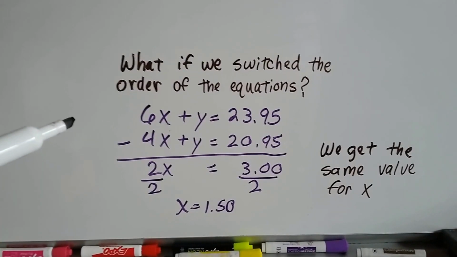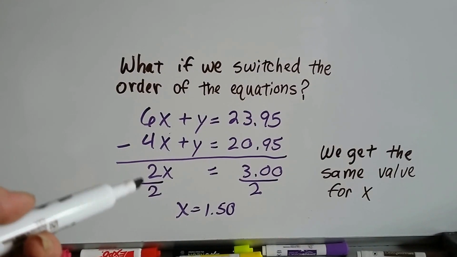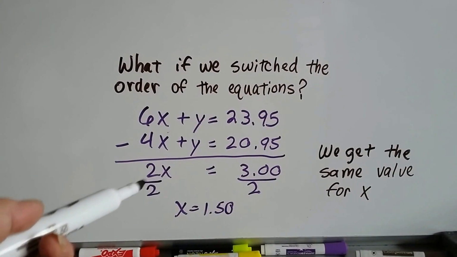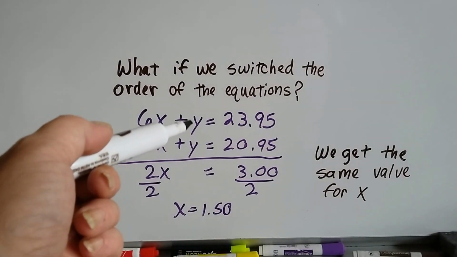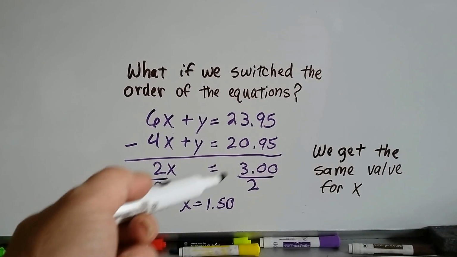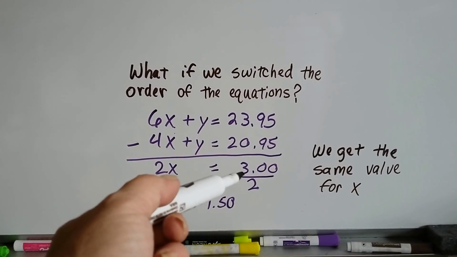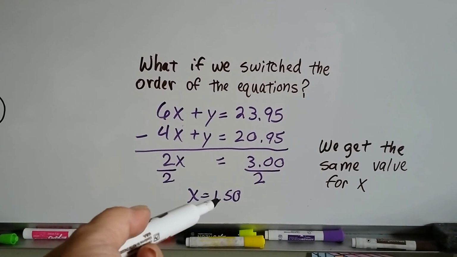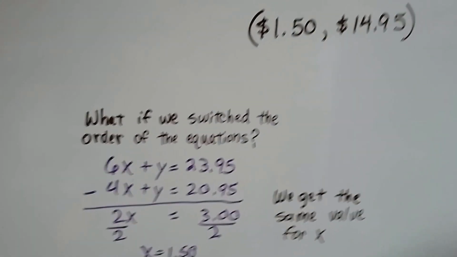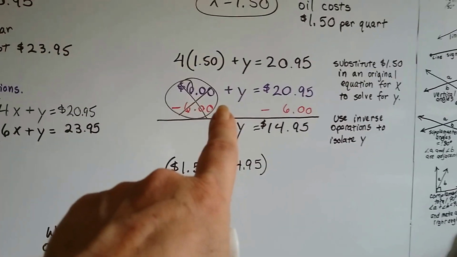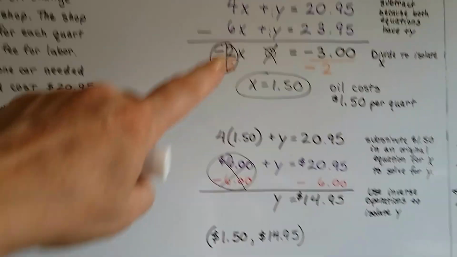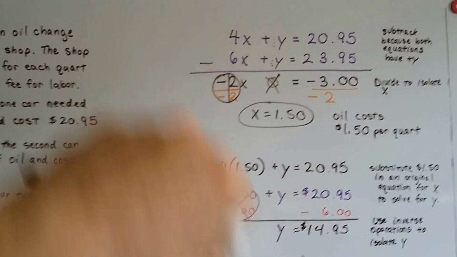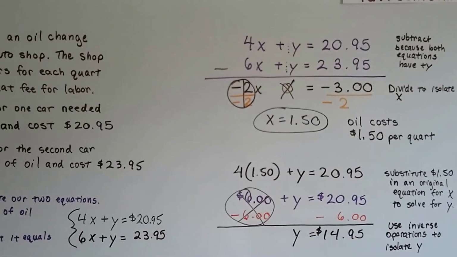In fact, it might have been a little easier for some people because they wouldn't have had to deal with dividing the negatives here. 6x take away 4x is 2x. And this y take away that y is 0. And $23.95 minus $20.95 is $3. We still would have gotten $1.50 for x. We still would have been able to plug it into one of the original equations and gotten $14.95 for y. So it didn't matter which one we put on the top or bottom as long as we subtracted, see?